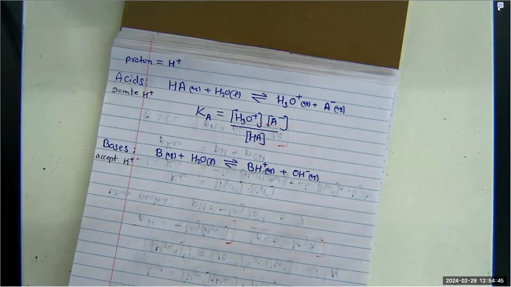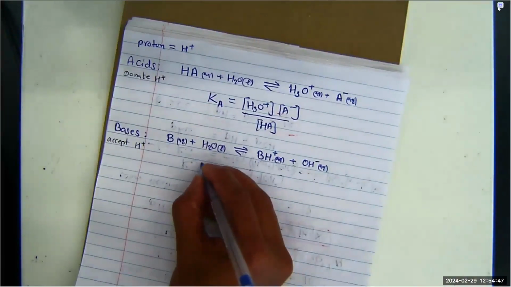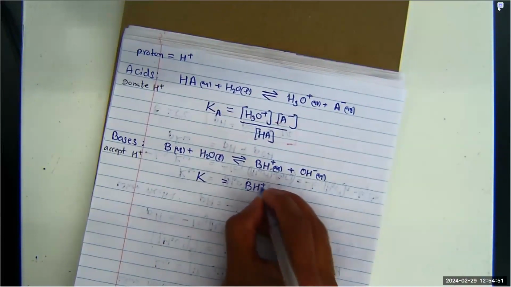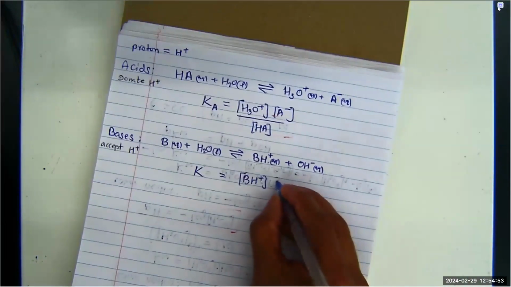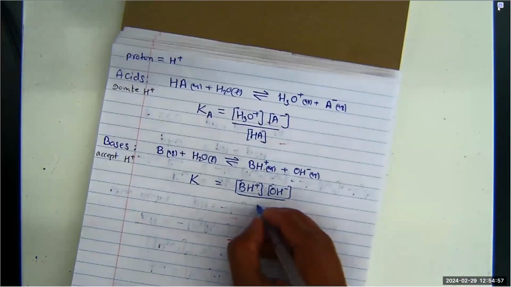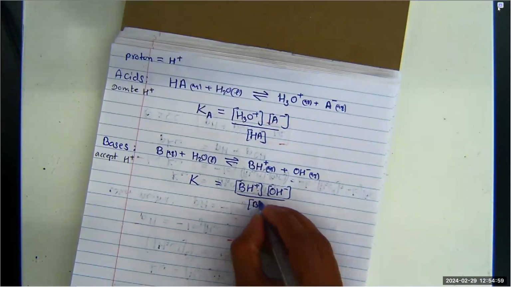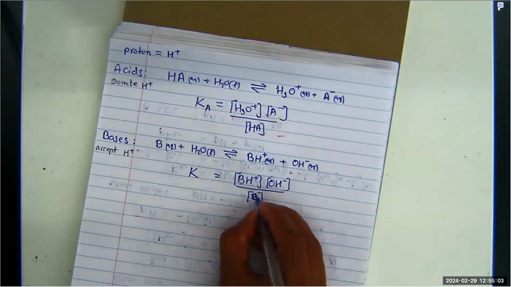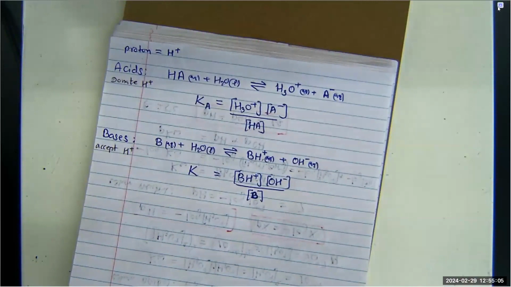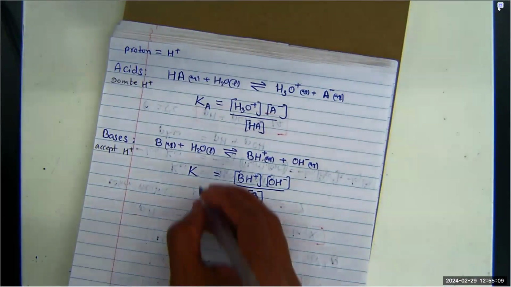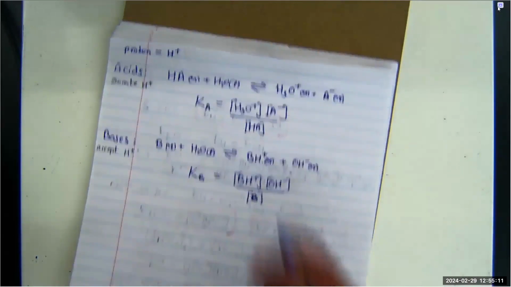So we can define the equilibrium constant for this as well. K is equal to the BH plus concentration times the OH minus concentration divided by the concentration of B. I'm not going to include water because water is in the liquid phase and its concentration does not change. Because we are talking about base dissociation, we call this K sub B.